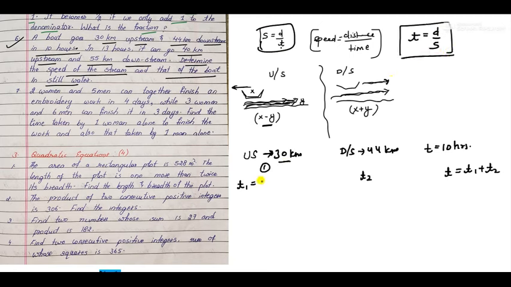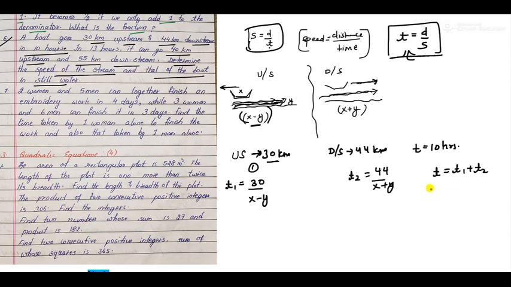So upstream distance is 30. And what is upstream speed? Yes, it is x minus y, right? So I'll write it like this. Now downstream speed will be x plus y, correct? So the formula becomes this. Now the total time is 10. It can be written as 30 by x minus y plus 44 by x plus y. This is your first equation from case 1.